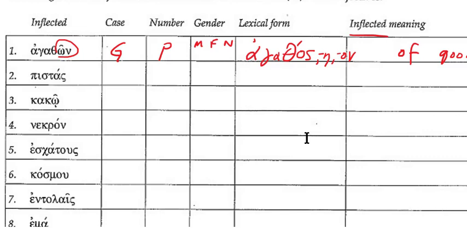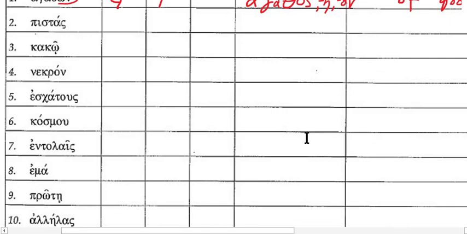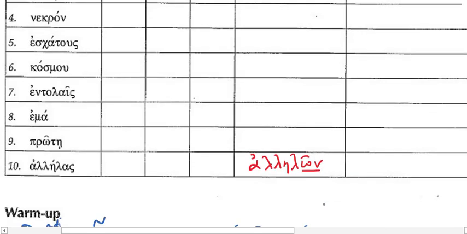For number 10, could that be genitive singular? Good question. What is the lexical form you were given for this word? Allelone. If you look at allelone, what do you notice about the ending there? That "own" is what? You own this, don't you? It's always what? Genitive plural. Yes? So what does this mean?